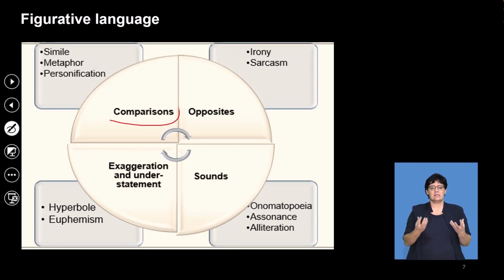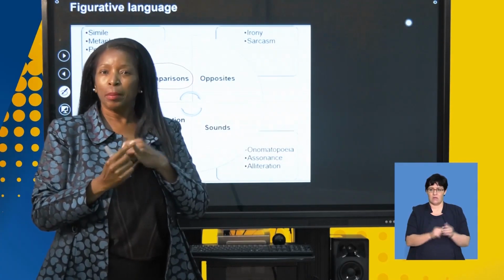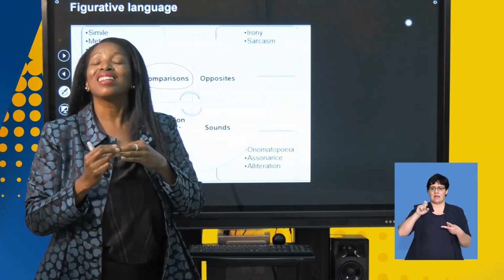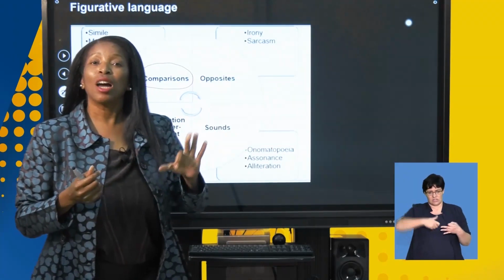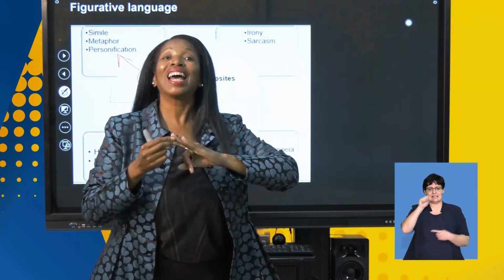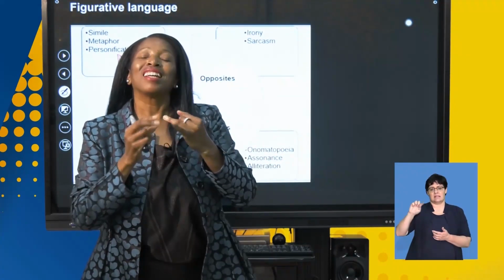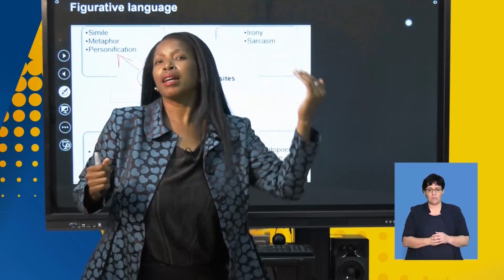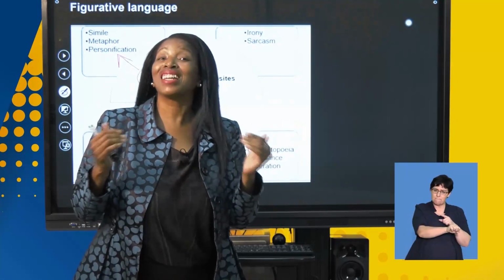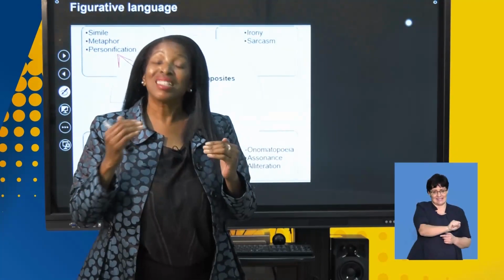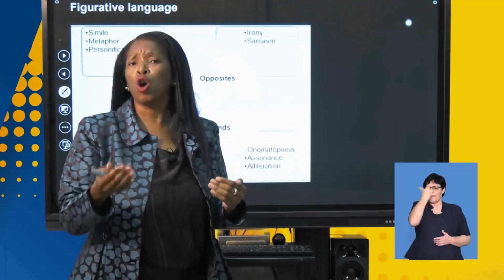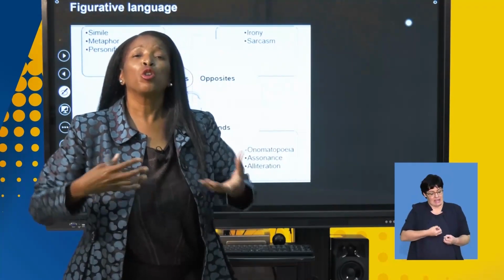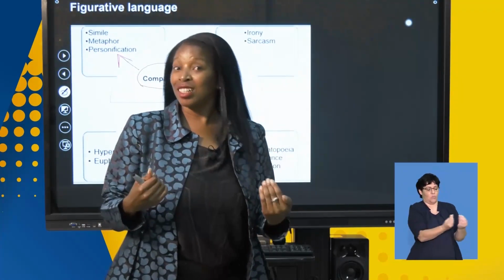Let us start with comparisons. There are 3 figures of speech that talk about comparison. One is simile, one is metaphor, and the other is personification. By now you should know the difference between simile and metaphor. The difference is quite simple. However, you should know that a simile, you recognize it with the word like or the word as, and metaphor doesn't have that. Personification, of course, is when you give human qualities to an object that doesn't have human qualities.